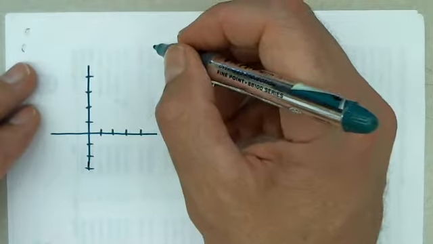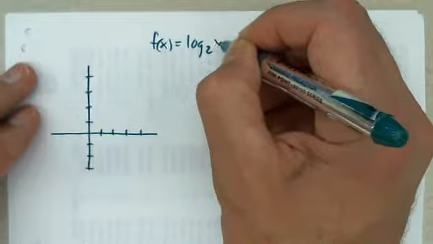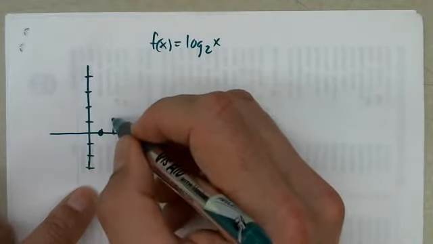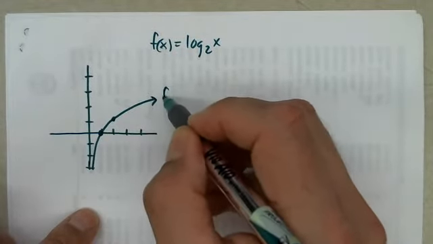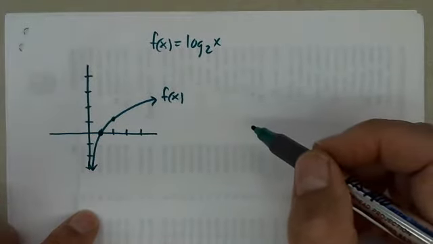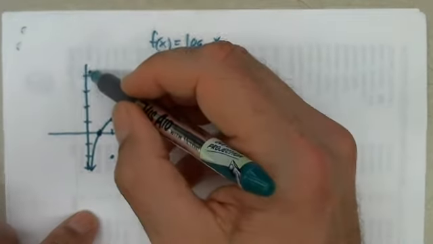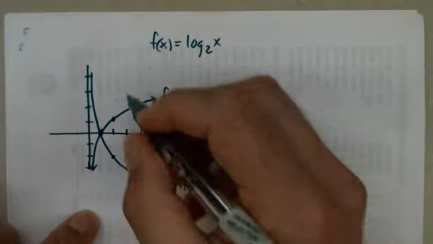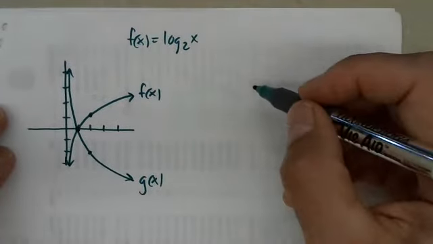And now we'll go with log base 2, so that'll have a parent function with a point here, and I'll go over 2 up 1. All right, and then g of x is going to be over 2 down 2. Let's do another one.